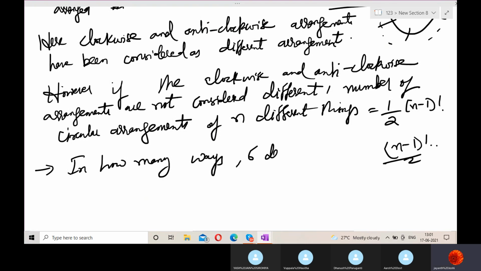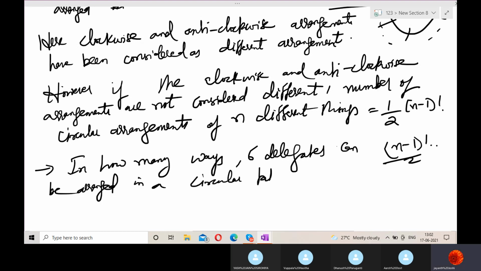In how many ways can 6 delegates be arranged in a circular table? So the answer is 6 minus 1 factorial. Come on, all of you do this. 5 factorial.